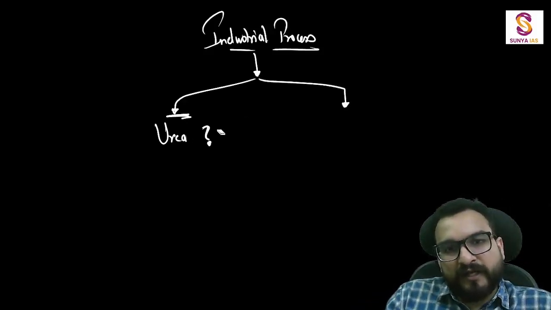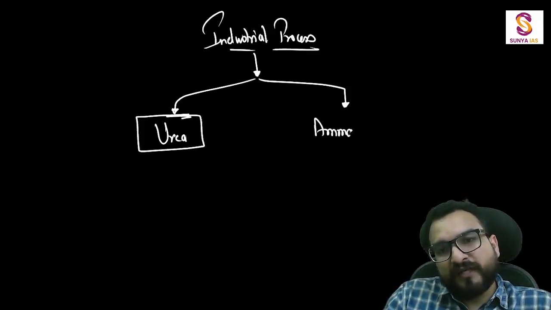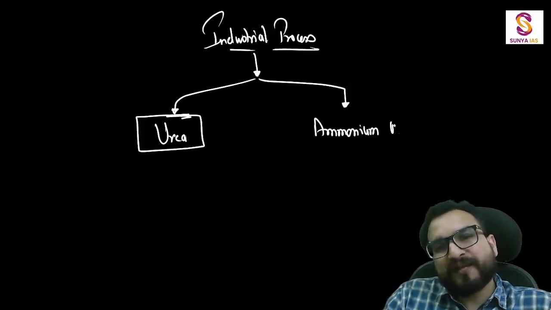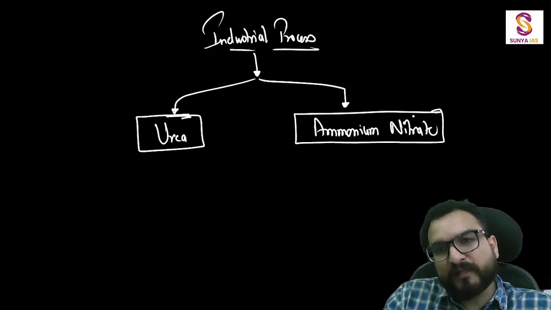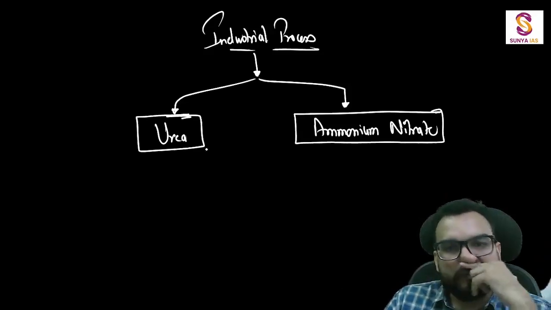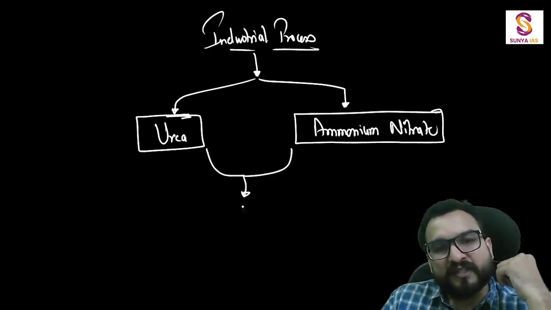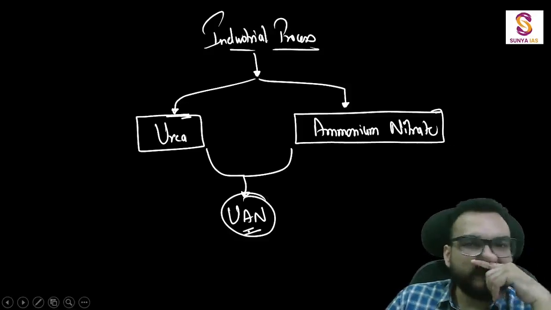Urea, and the other most important nitrogen fertilizer is ammonium nitrate, the most used one. There are many, but these are the most used ones. I am just telling you how they are created. And then there is a combination of urea ammonium nitrate too, and sometimes we call it UAN. Yeah, understand it very carefully.